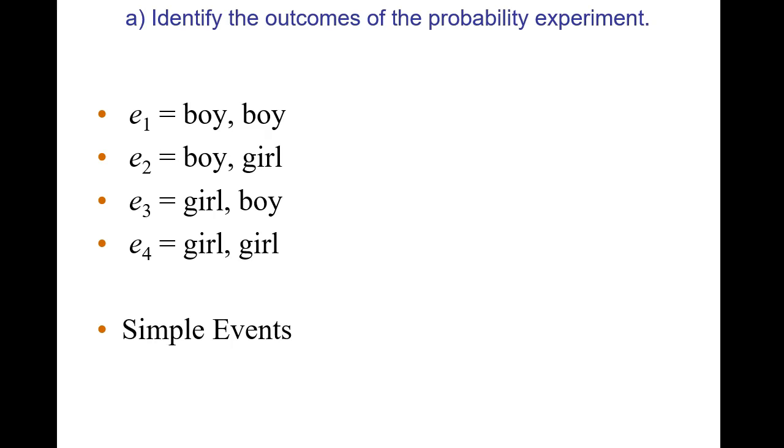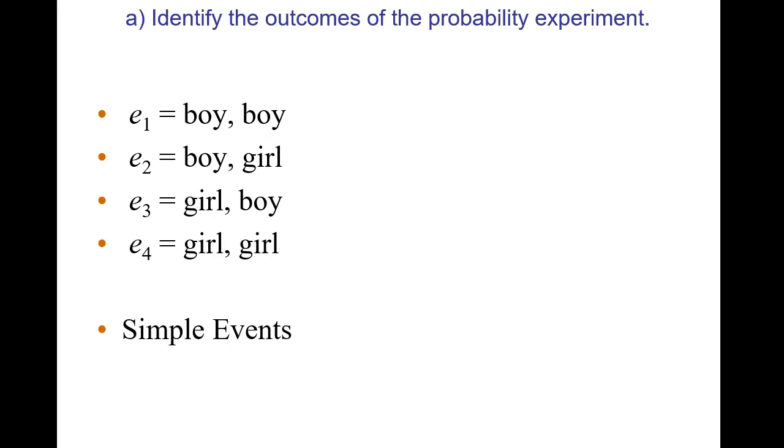Here they are. E sub 1 is that the first child is a boy, the second child is also a boy. Another simple event, E sub 2, is that the first child is a boy and the second child is a girl. The third simple event is that the first child is a girl and the second child is a boy. And finally, the final simple event is that the first child is a girl and the second child is also a girl. Note that the middle two values are distinct.